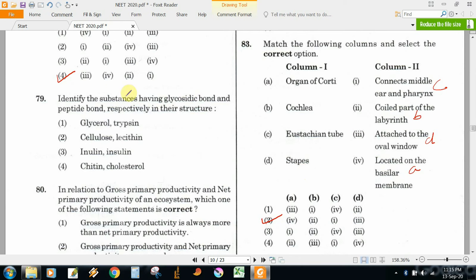Identify the substances having the glycosidic bond and peptide bond respectively in their structure. The first one we are having is glycerol and trypsin. No. Next one we are having cellulose and lecithin. No. Next, the third is inulin and insulin. Exactly. Inulin is a polymer of fructose and insulin is a protein, hence it will be having peptide bond.